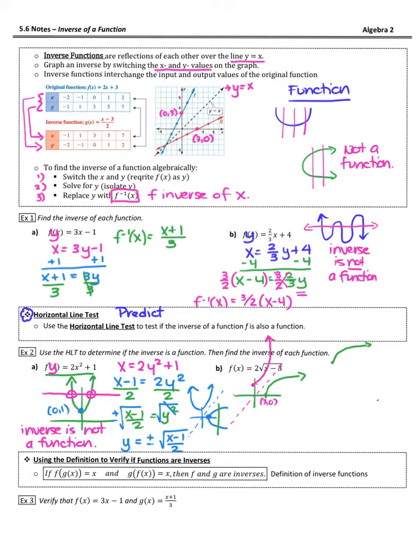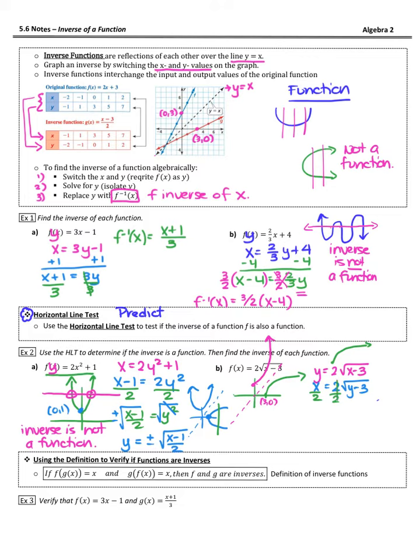All right, well, let's see. I kind of obliterated the equation there: y equals 2 times the square root of x minus 3. Let's find our inverse. So x equals 2 times the square root of y minus 3. So the first thing we'll do is divide by 2.